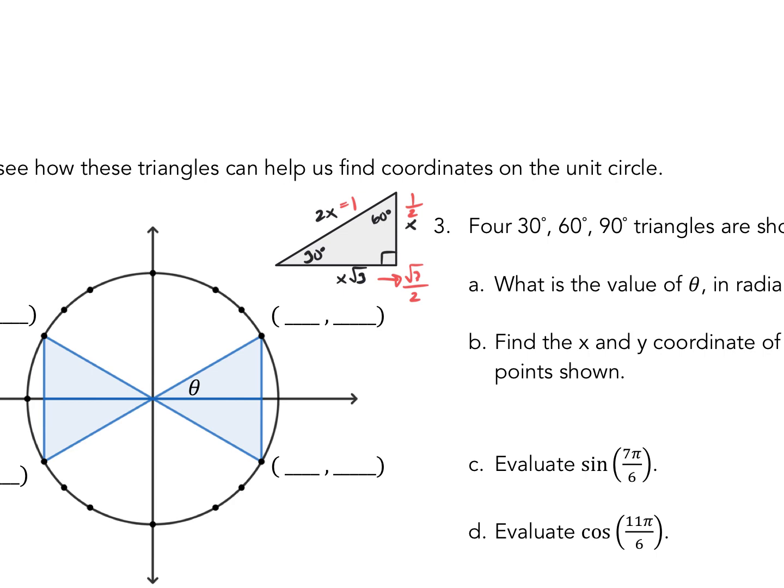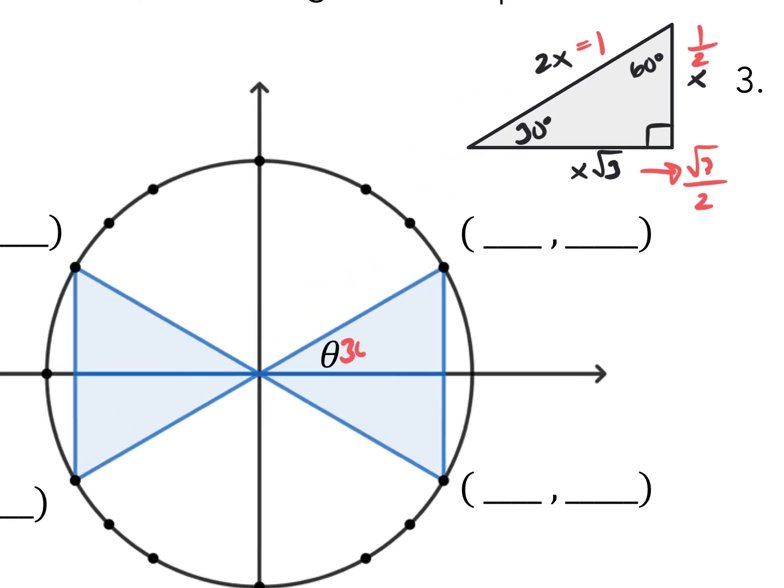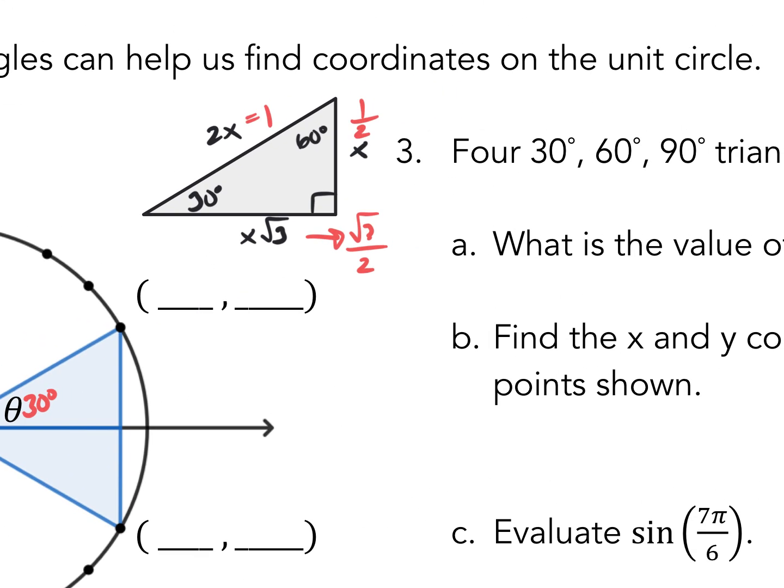So letter A asks us, what is the value of theta in radians? This theta right here is 30 degrees. So 30 degrees changed to radians, we multiply that by pi over 180, right? That simplifies to give me pi over 6.